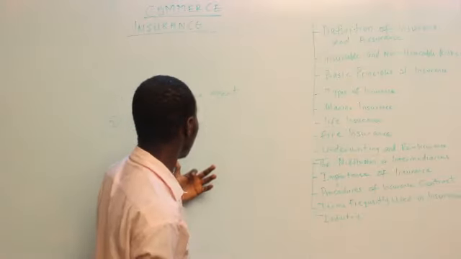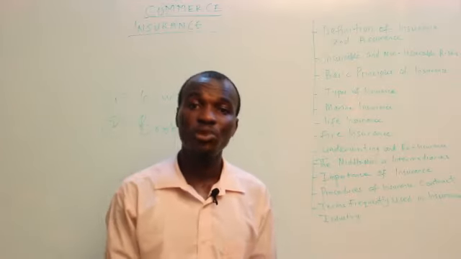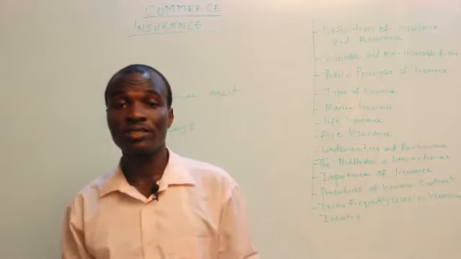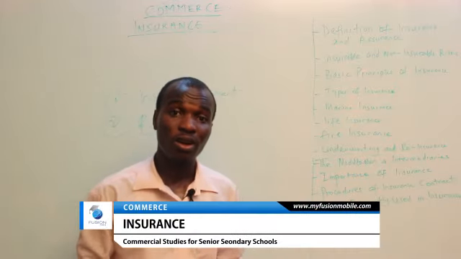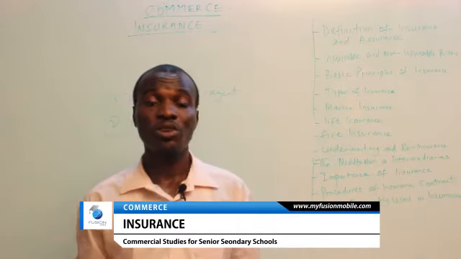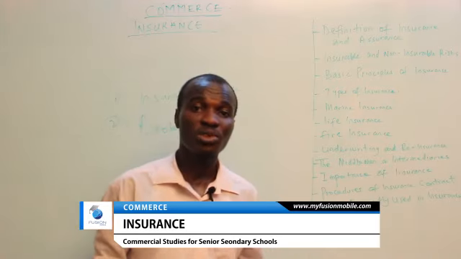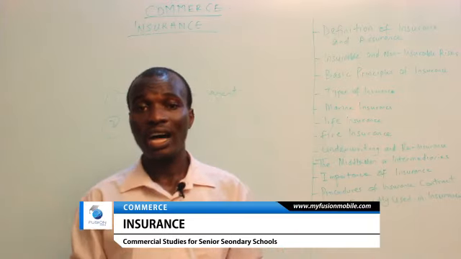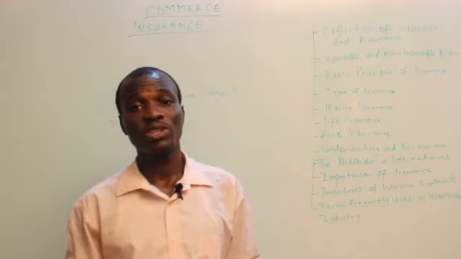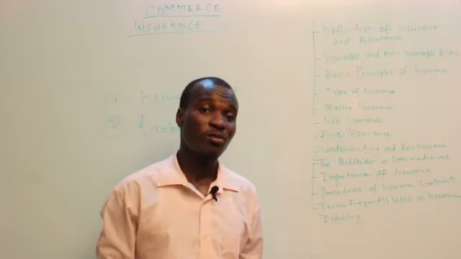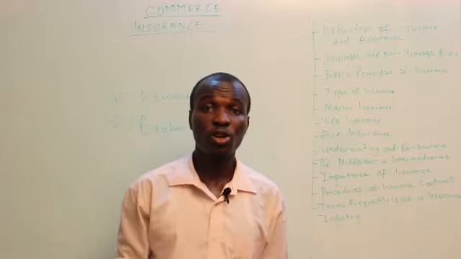The next intermediary or middleman we have is the broker. Interestingly, the broker is an intermediary between the insurance company and the insured person. The broker links the insured person with the insurance company by bringing the insured person to the insurance company, working for a commission called brokerage.